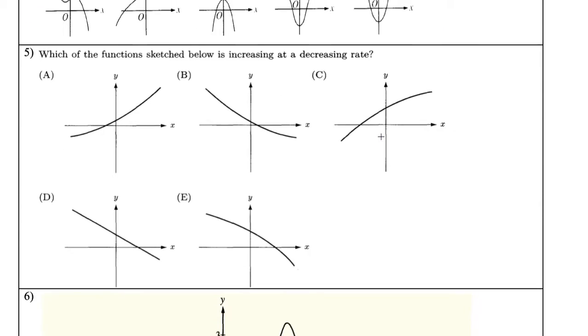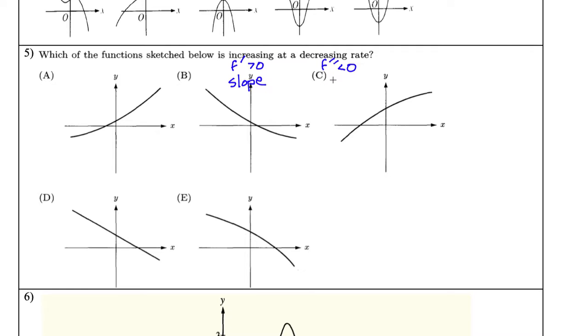No questions. All right, number 5. Which is increasing at a decreasing rate? So increasing, that means that f prime is greater than 0. Decreasing rate means f double prime is less than 0. These are all graphs of f. So on the graph of f, f prime is slope, and f double prime on the graph of f is concavity.